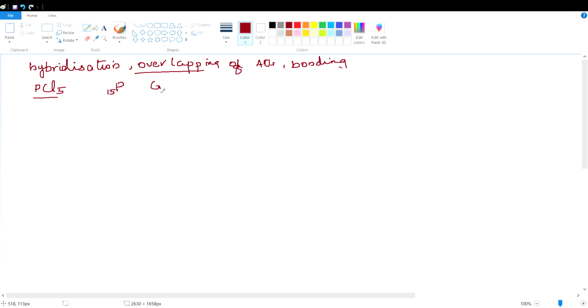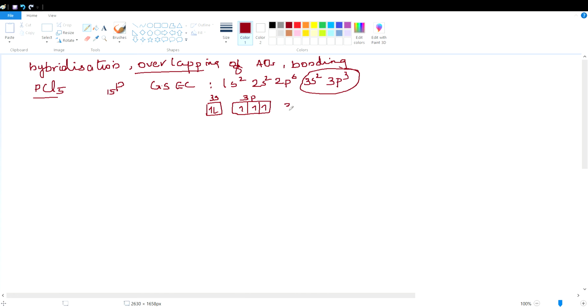Let's write the ground state electronic configuration of phosphorus: 1s2, 2s2, 2p6, 3s2, 3p3. We need only the valence shell electronic configuration. So the valence shell electronic configuration of phosphorus is 3s with 2 electrons and 3p with 3 electrons. In the ground state, phosphorus contains only 3 unpaired electrons.